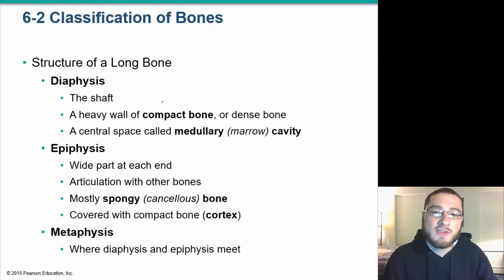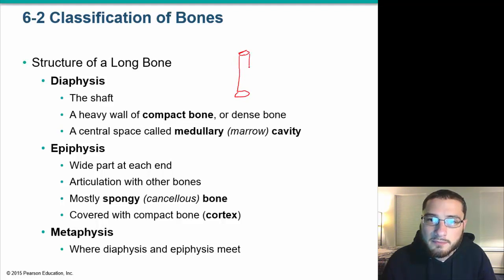And then on long bones we have these different parts. On a long bone you're going to have these heads on each side, which are our epiphyses. This is an epiphysis. And then you have the shaft, which is the diaphysis. And then you have these in-between portions right here and here, and we call that the metaphysis.